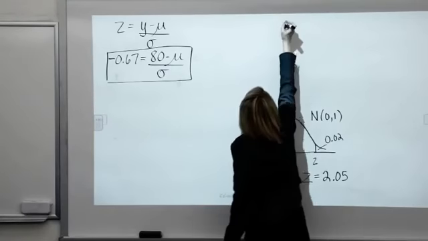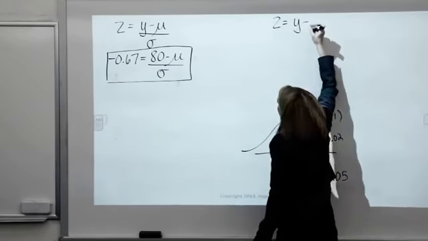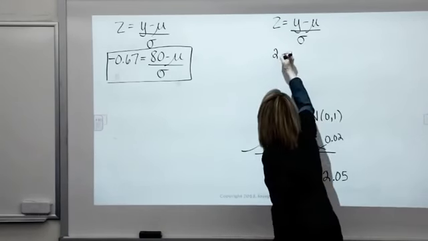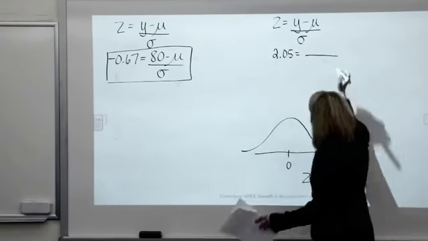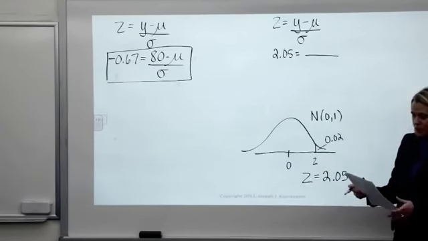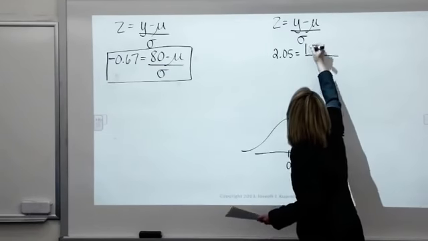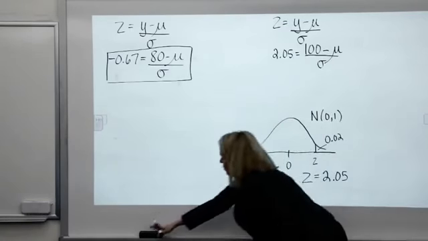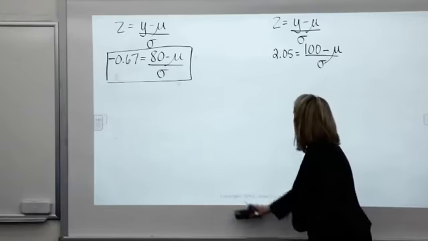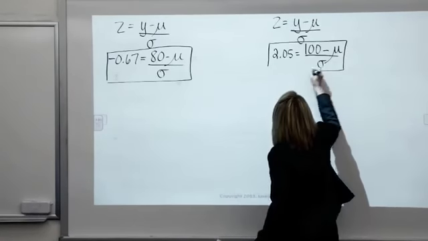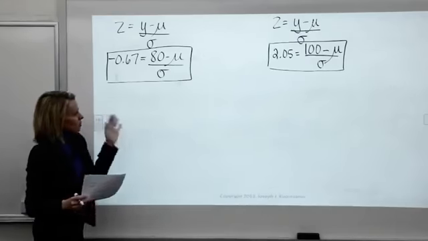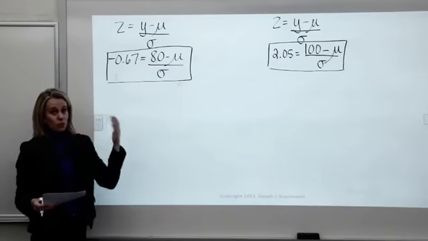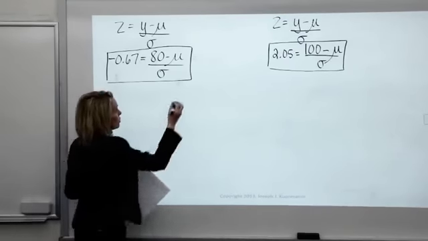Let's do the other one. The large apples, the z-score was 2.05. Large for the Macintosh was exceeding 100 grams, so the weight of the apples was 100. Again, still do not know the mean, still do not know the standard deviation. And again, two equations, two unknowns, lots of ways to solve this. My strategy is going to be to solve both of these equations for mu and then set the equations equal to one another.